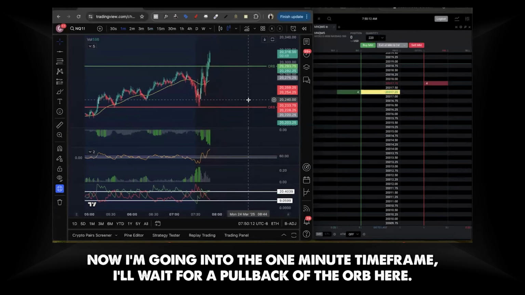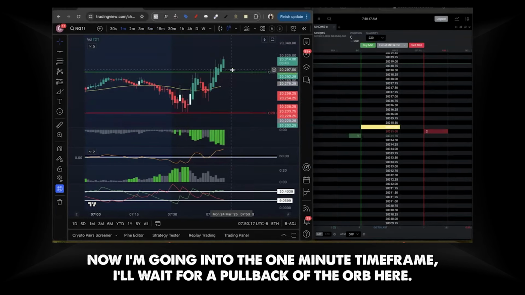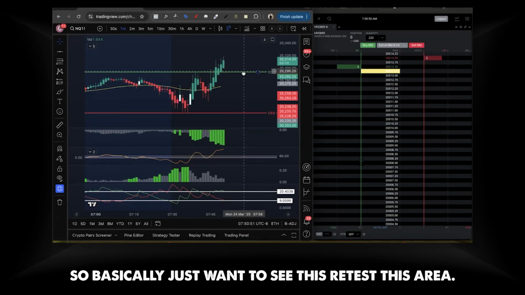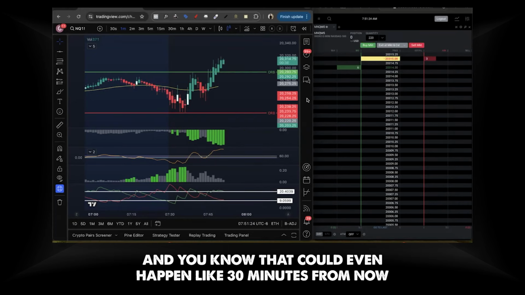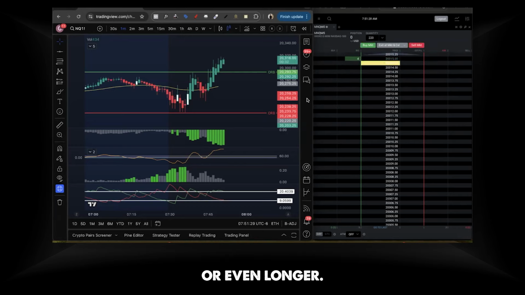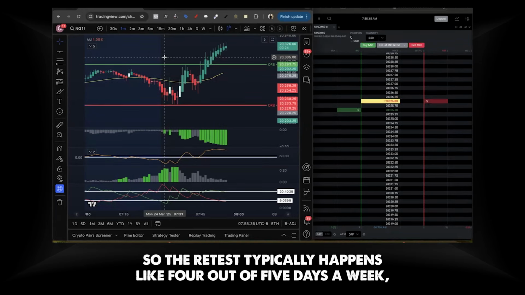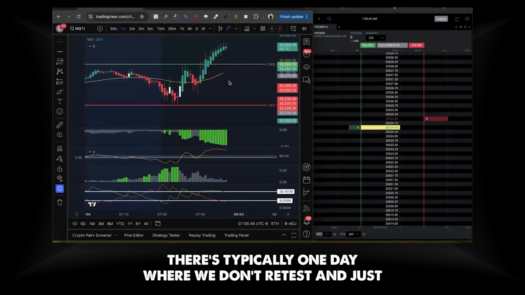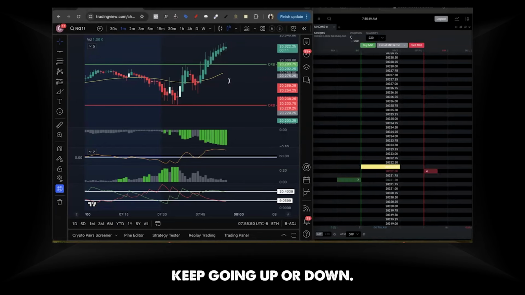Now I'm going into the 1-minute time frame. I'm going to wait for a pullback of the ORB here. So basically I just want to see us retest this area. And that could even happen like 30 minutes from now or even longer. So the retest typically happens like 4 out of 5 days a week. There's typically one day where we don't retest and just keep going up or down.